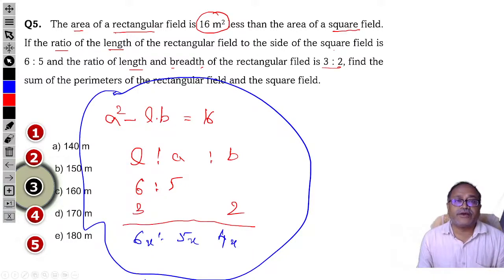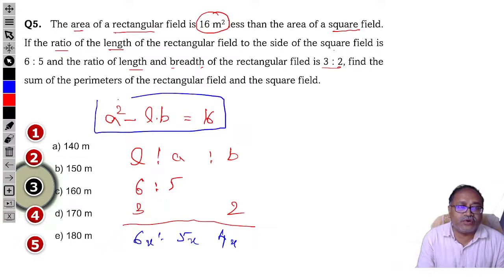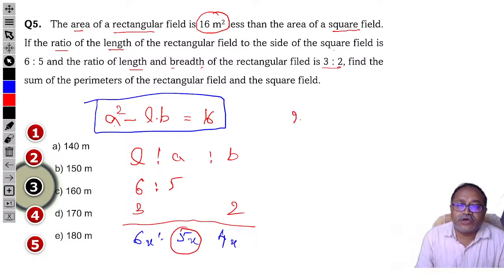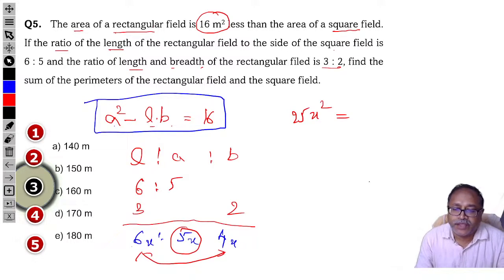I only copied the question. Now, this is what the vital role is going to play now. What is given to us? This is a square. What is A? And A is nothing but 5x. So 25x square is equal to L into B. What is L and B? This is what L and B, that is 6 into 4, 24x square.